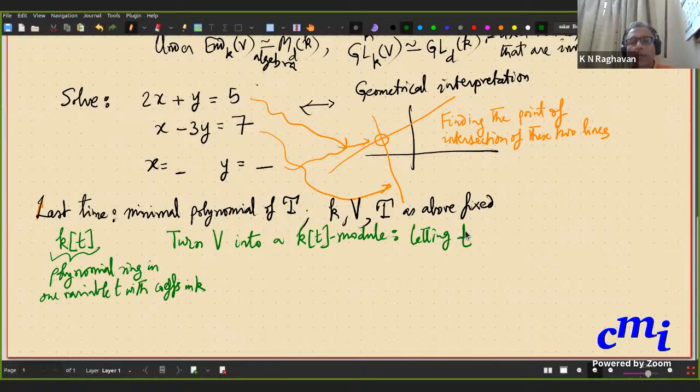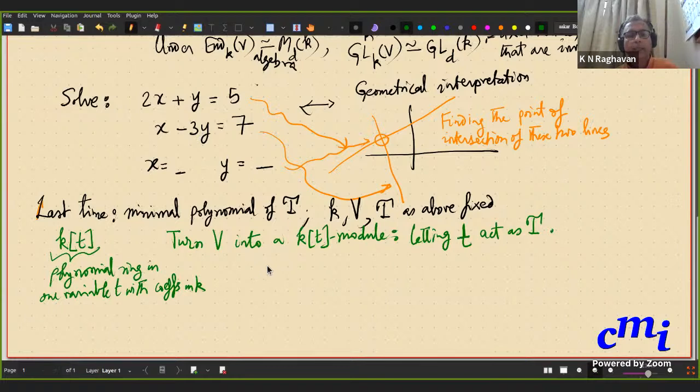As you can see, if I tell you how t alone acts, I know everything else. Because how does t squared act? Well, you let this t act twice, one after the other. And how does 3t squared act? For example, you act t and then act t again, and then act by the scalar 3. Because we know this is already a vector space, I know what scalar multiplication is. So it is enough to know how this little t acts, to know how this V becomes a K[t] module. Okay, so letting t act as T. That's the thing. Once I do that, it becomes a module.